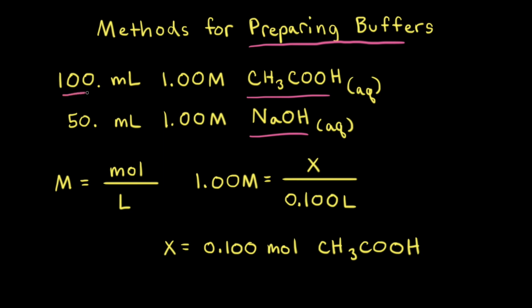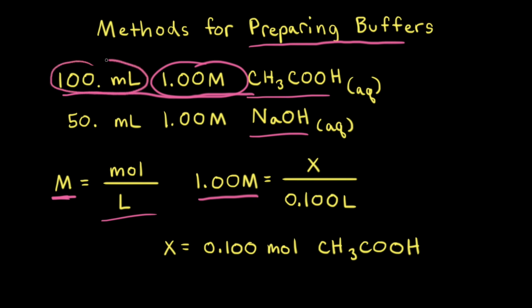So if we have 100 milliliters of a 1.00 molar solution of acetic acid, we can use the equation molarity is equal to moles divided by liters to figure out the moles of acetic acid. Since the concentration is 1.00 molar and the volume is 100 milliliters, which is equal to 0.100 liters, X is equal to 0.100 moles of acetic acid.